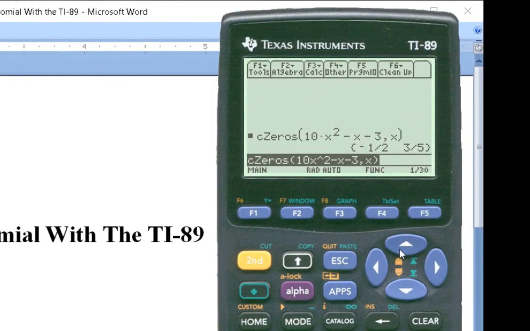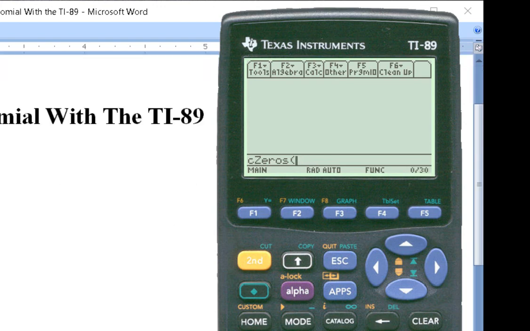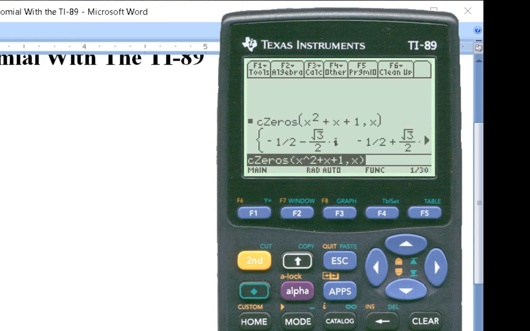Okay, so I clear this, then I go to the right, and so I don't have to go to the command, I'm just going to clear what I have there. Clear this out. And then I'm going to go over here to the next one. Okay. X squared. So I want the zeros for this polynomial. So again, the caret, x squared plus x plus 1. And then comma, define the variable, so it's x, and there you have it.